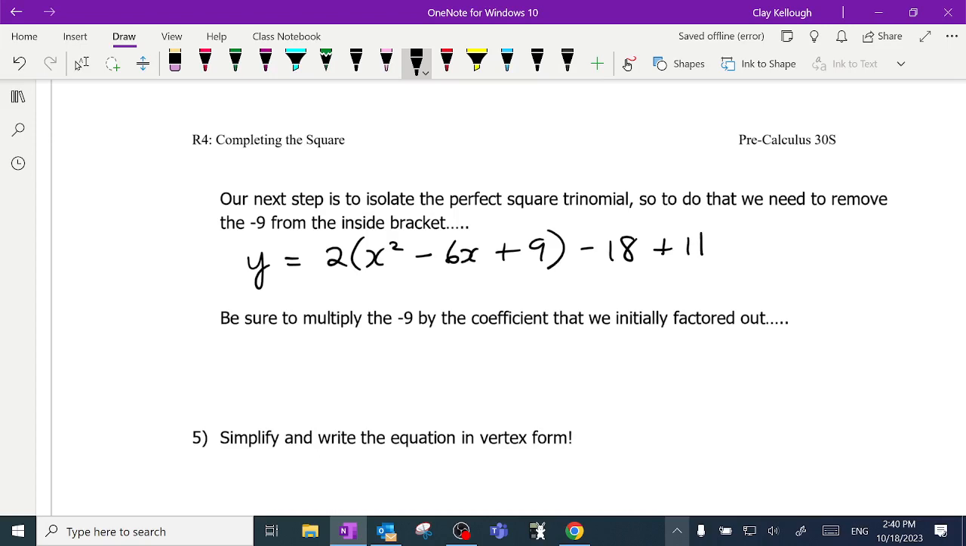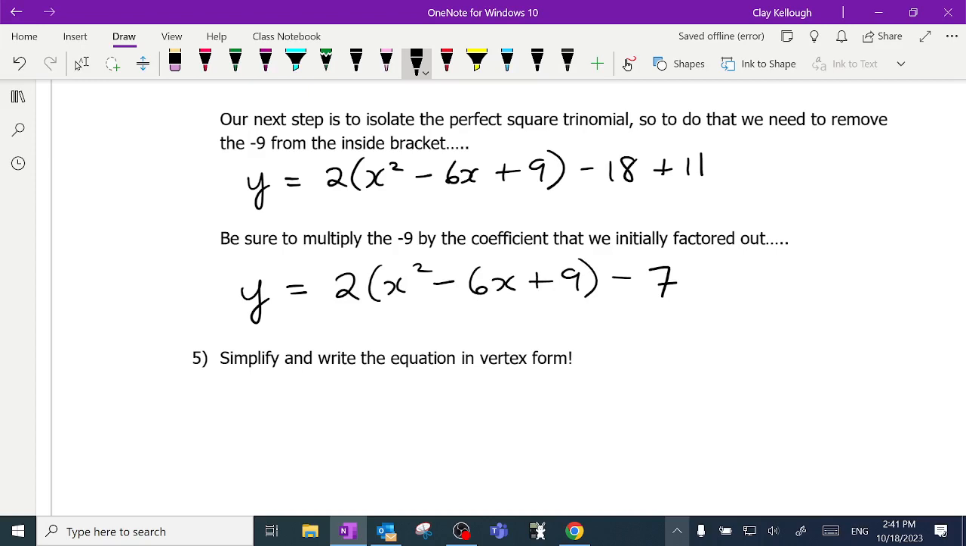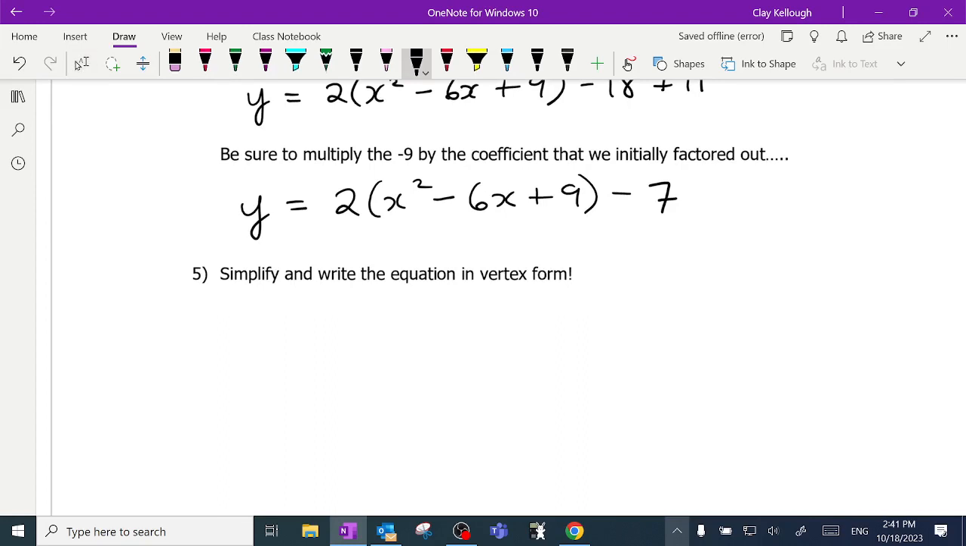Does everybody get what just happened? I undistributed the bracket, right? I took the negative 9 out of the bracket, and now it becomes a negative 18, because inside the bracket it was being multiplied by a 2. Outside here, I had to multiply that 2 to get the 9 out of the bracket. And now I can collect a couple of like terms. And then I can factor my perfect square trinomial.